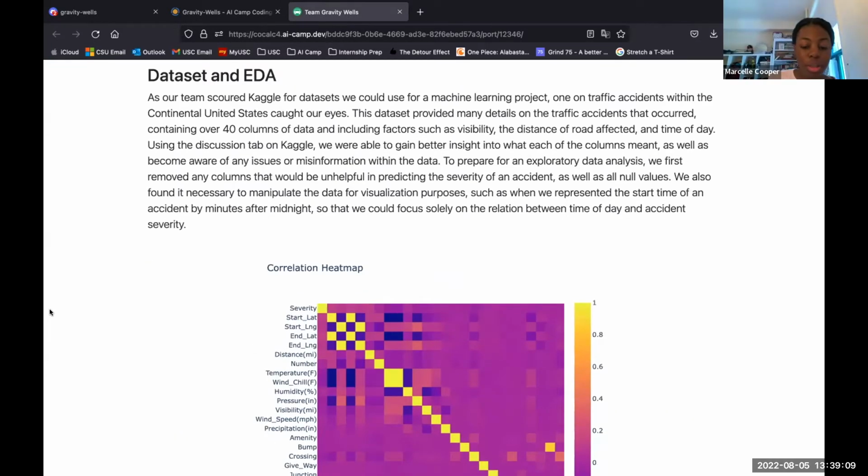As our team was looking on Kaggle for data sets for machine learning, the data set with details on traffic accidents within the continental US caught our eyes. Through this data set, we were able to gain more insight through the discussion tab as well. To prepare for EDA, exploratory data analysis, we removed any unnecessary columns, such as null values that would be unnecessary for our project. We also manipulated the data for visualization purposes, such as making visualizations with the minutes after midnight, or the time of day, and accident severity.